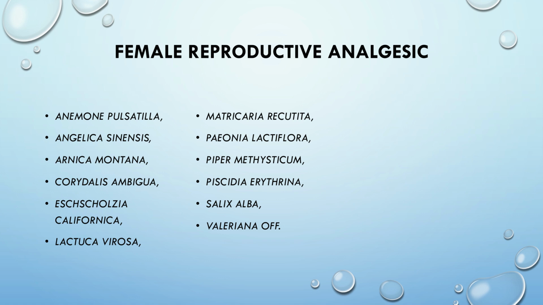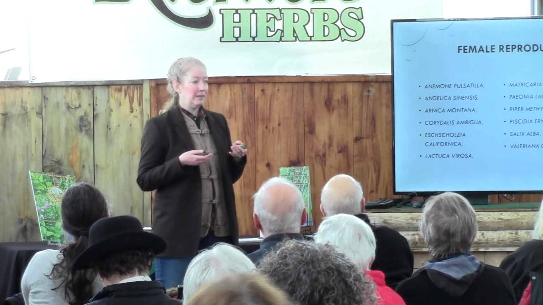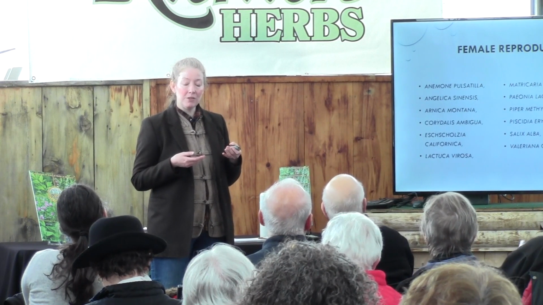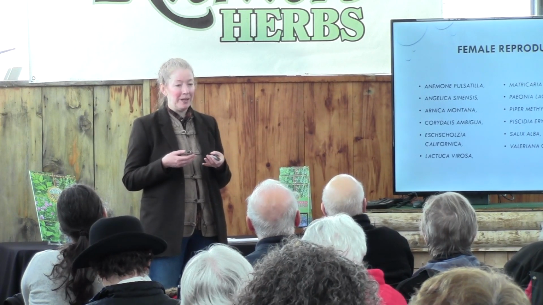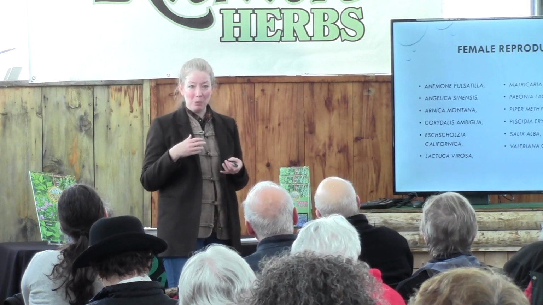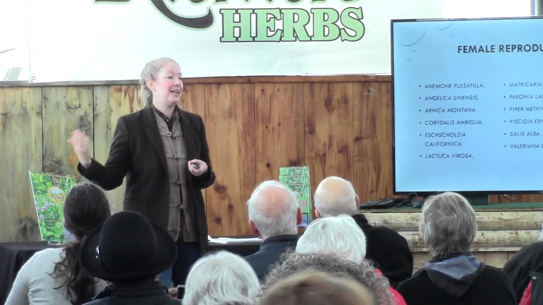Female reproductive analgesics, I highlighted a few things. Again, we see anemone, pulsatilla, Eschscholzia, the California poppy, lactuca, matricaria, chamomile, salix, and valerian. One note about valerian, sometimes people that are really hot react poorly to valerian because it's a warming herb. So sometimes people who have more heat, especially in the head, or tend to be more hot-tempered, may not do as well or feel more agitated taking valerian.